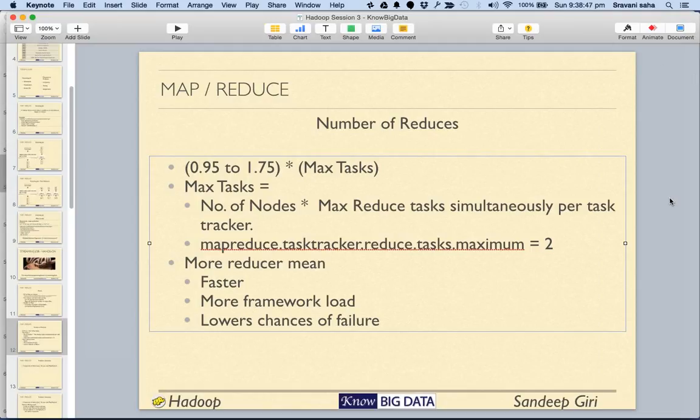So Dia's question is, why 0.95 to 1.7? That is an empirical relation which a few people at Yahoo coined, and it's more of an empirical thing.